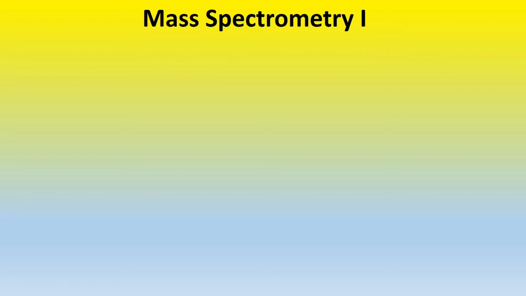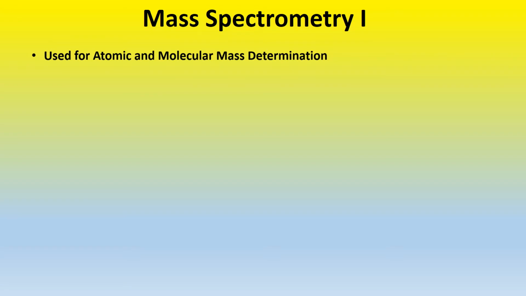Mass spectrometry. As you will see, being a spectrometry dealing with the interactions of electromagnetic radiation, the technology behind this technique is actually quite involved. Essentially, mass spectrometry is used for atomic and molecular mass determination. The operating principles are quite simple.